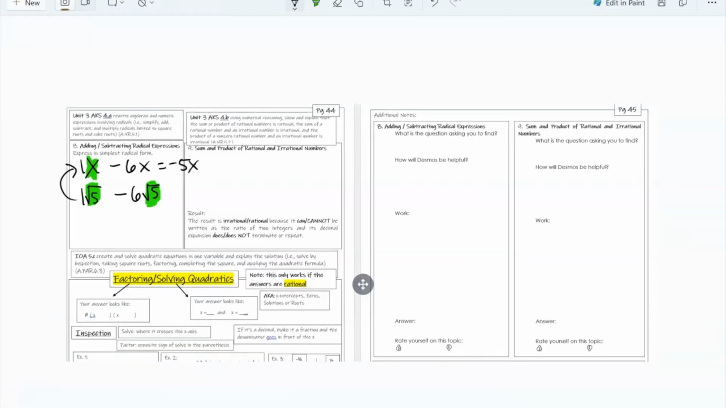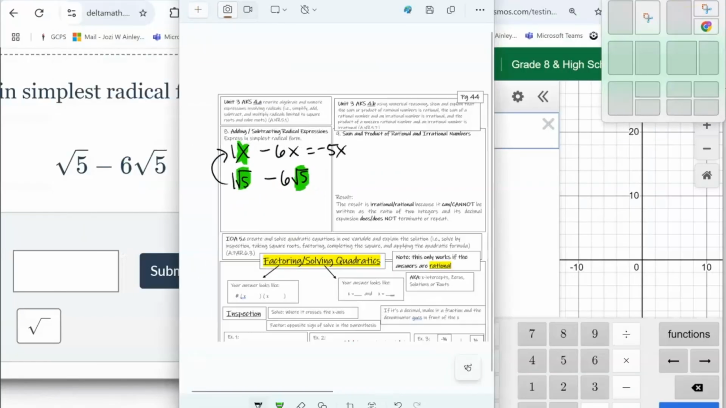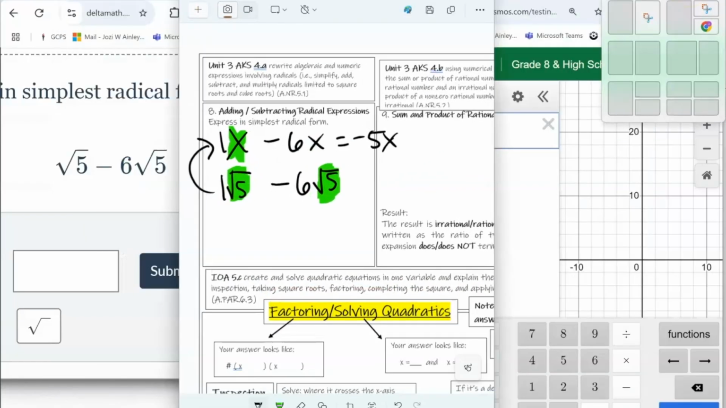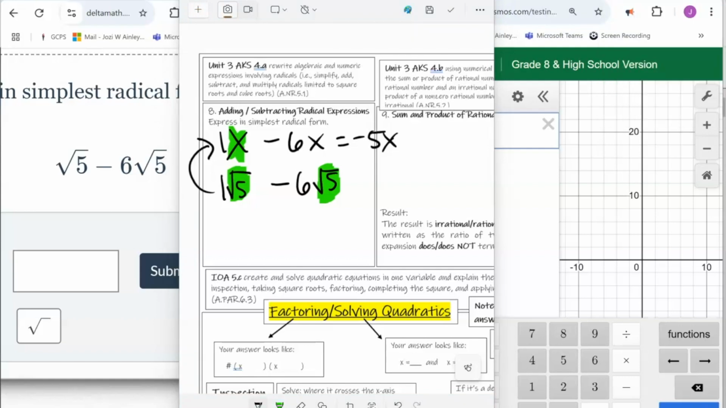What is the question asking you to do? How will that be useful? Here's your work, here's your answer, rate yourself. This work should be on this side. I want to make sure I cover the easy ones. If it's already in simplest form, in other words if the radicals are the same, I can go ahead and subtract. If they're not, I may have to simplify to check if they're the same before I can do it.